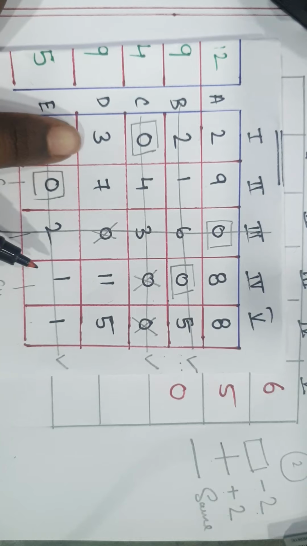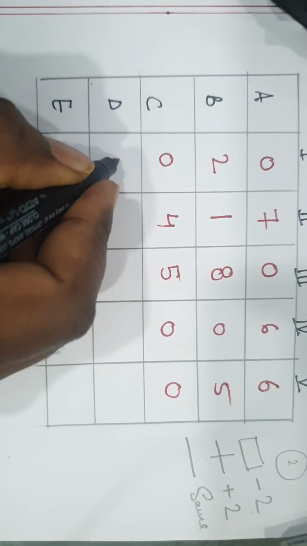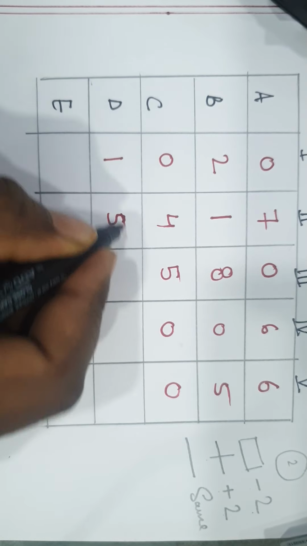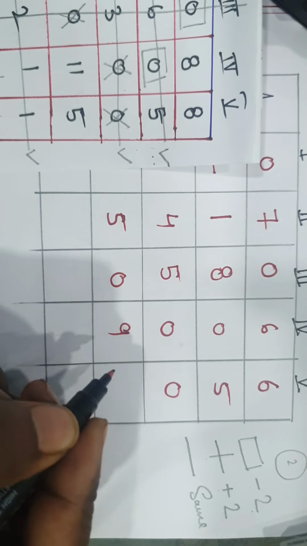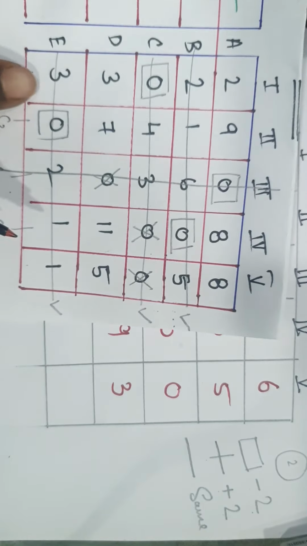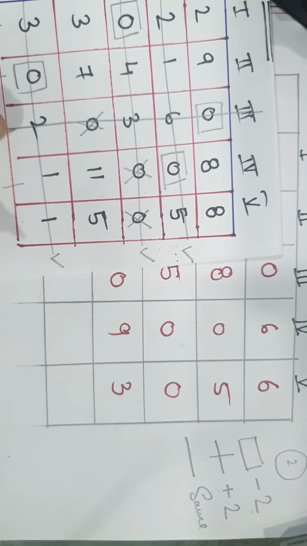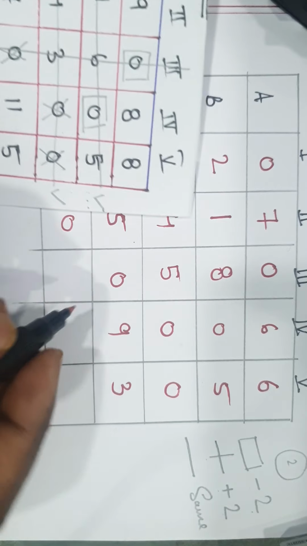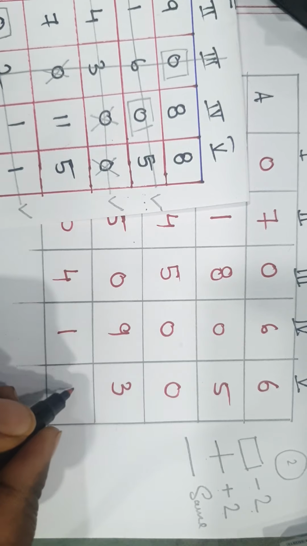Now D. What is there? Box, minus 2. So 3 minus 2, how much will it be? 1. 7 minus 2, how much is it? 5. After that, single line, you have to write it as it is. Then here box is there. Box means minus 2, how much will it be? 3. Then single line as it is. And you can see here double line is there. Double line means 2 plus 2. How much is it? 4. And here single line as it is.